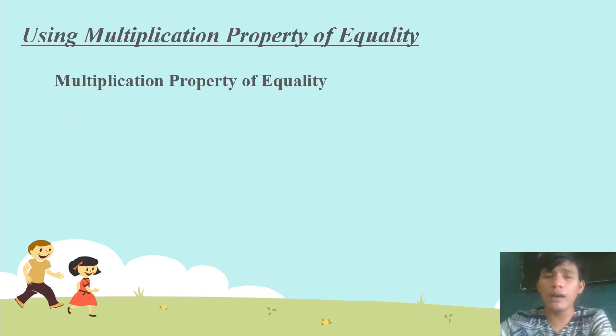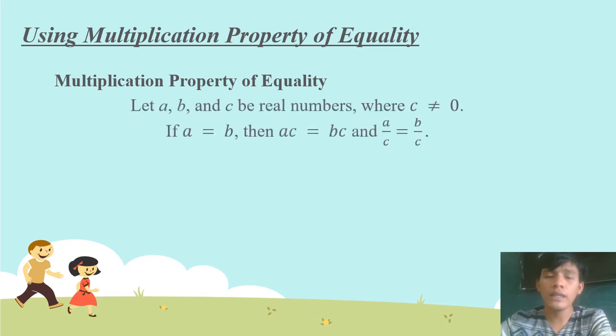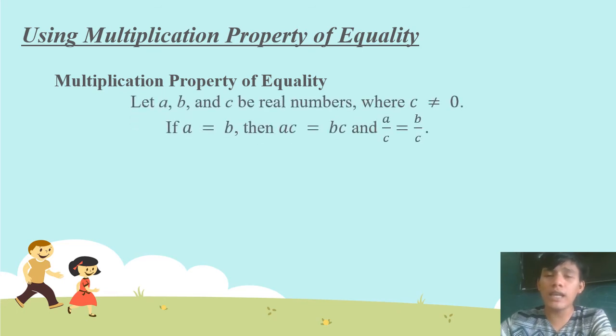Multiplication property of equality. Let A, B, and C be real numbers, where C must not equal 0. If A is equal to B, when we put C in each term, A times C is equal to B times C. Then, A over C is equal to B over C also.